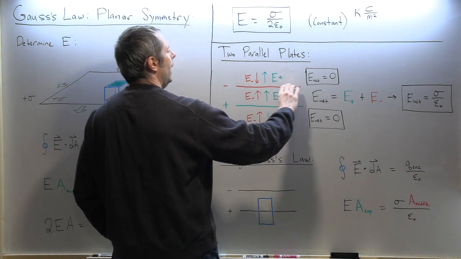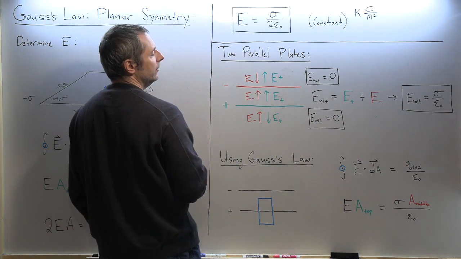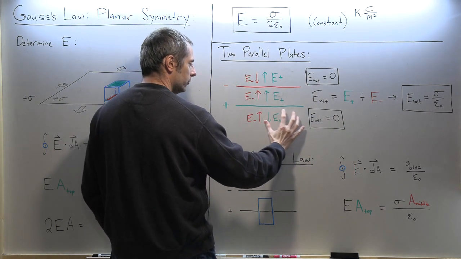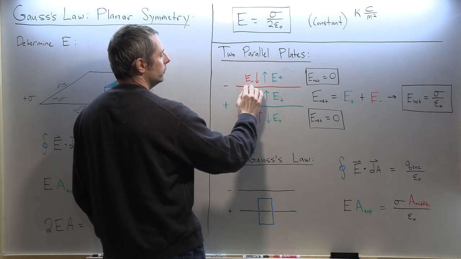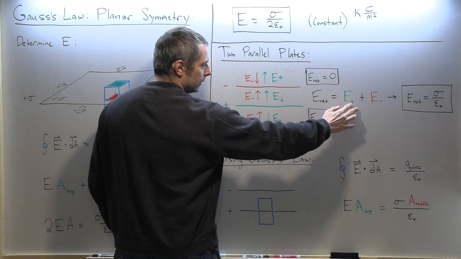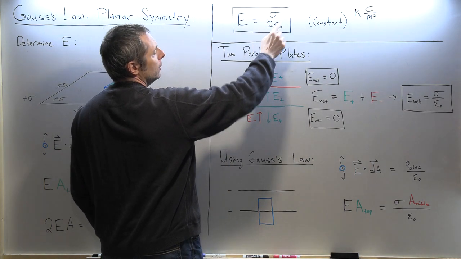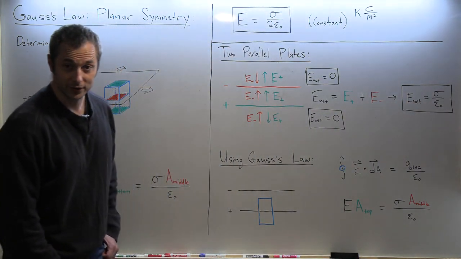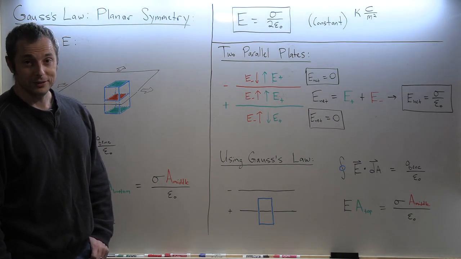You see outside these two parallel planes, the electric fields add to 0 from the positive and the negative. So there's no electric field above this arrangement or below. But in between, the two electric fields from the two plates add, because they're in the same direction. And so we have sigma over 2 epsilon 0 plus sigma over 2 epsilon 0, which just gives us sigma over epsilon 0. So that's the electric field inside two parallel plates.